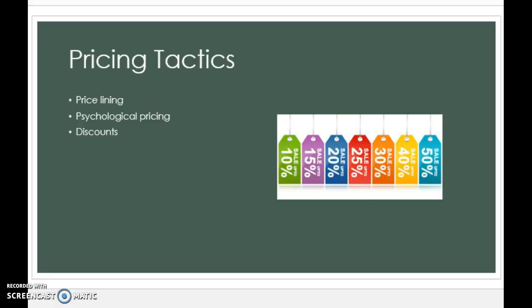Psychological pricing takes advantage of the fact that customers are not completely rational when making buying decisions. An example of this is even-odd pricing, which is the theory that customers prefer prices that are not stated in even dollar amounts. Discounts are price reductions to create sales.